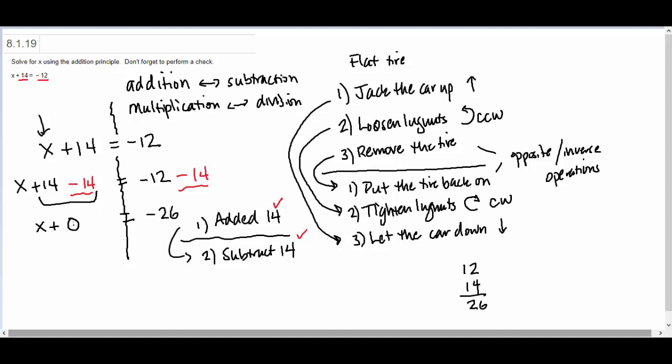And now what's x plus 0? Well, when you add 0 to anything, it stays the same. So now we just have x then. We just get rid of the 0, and that equals negative 26, and that's the final answer.